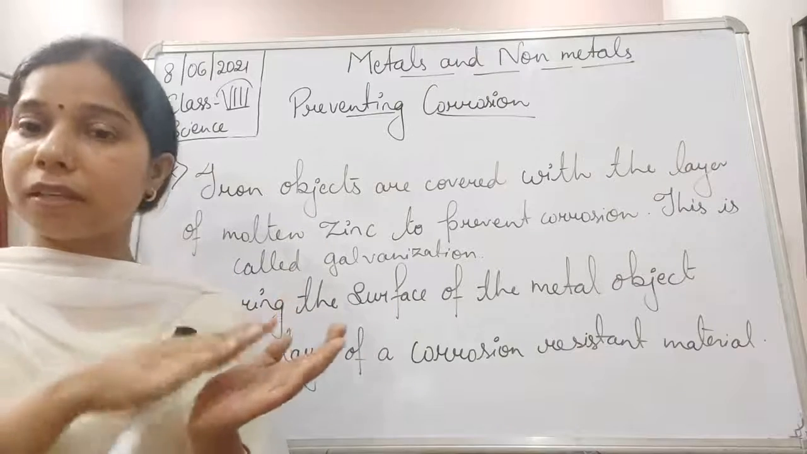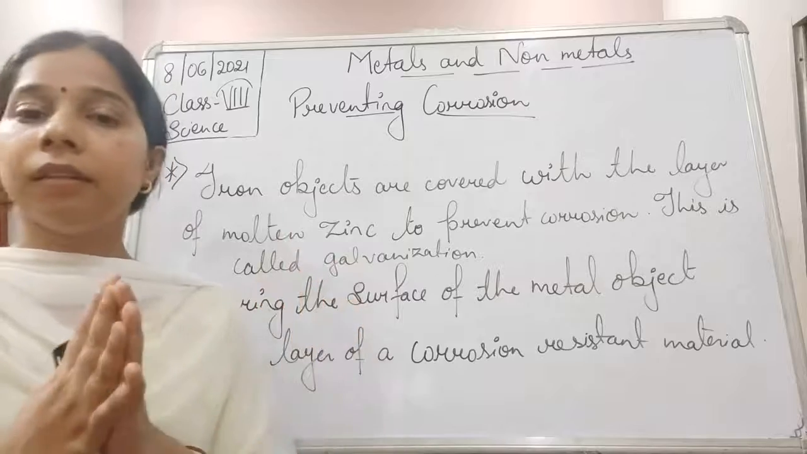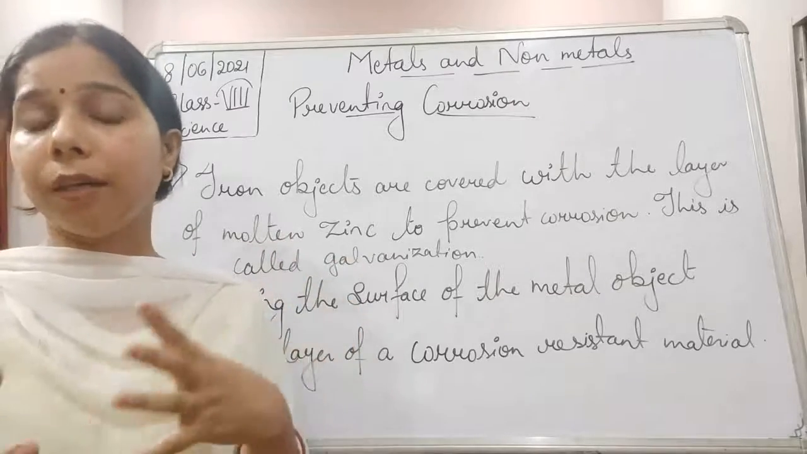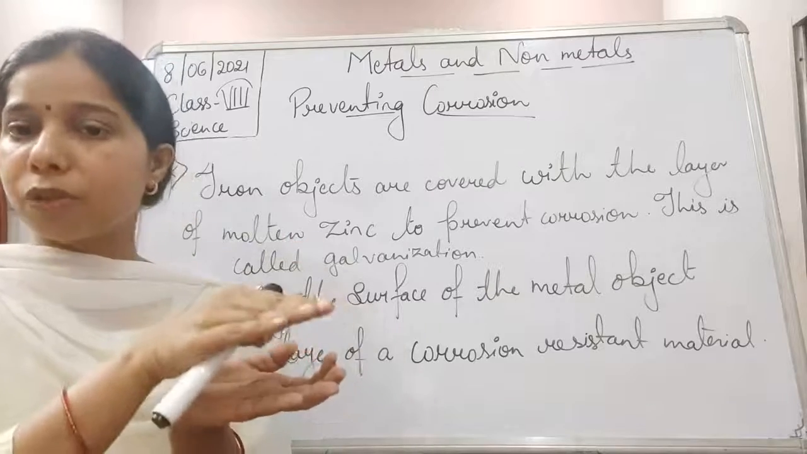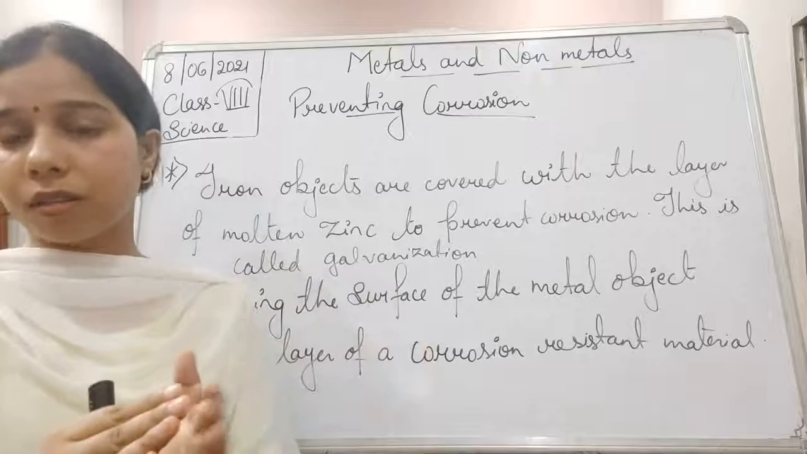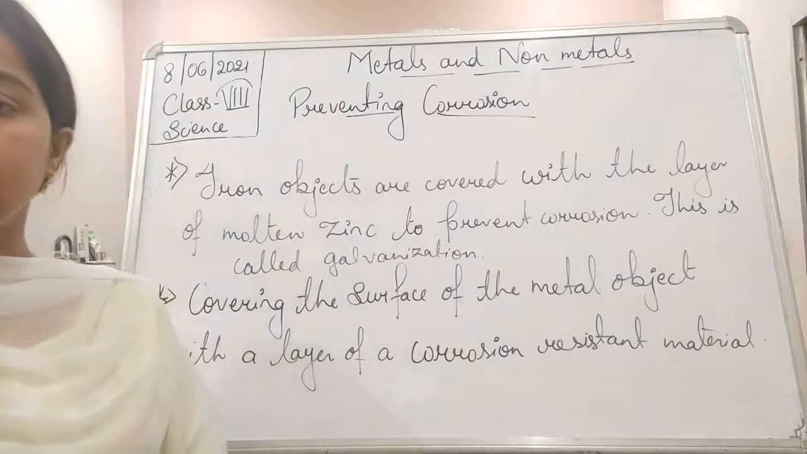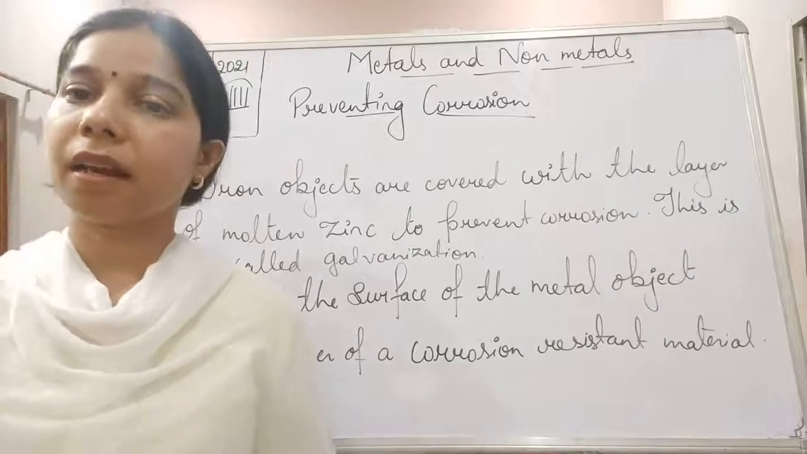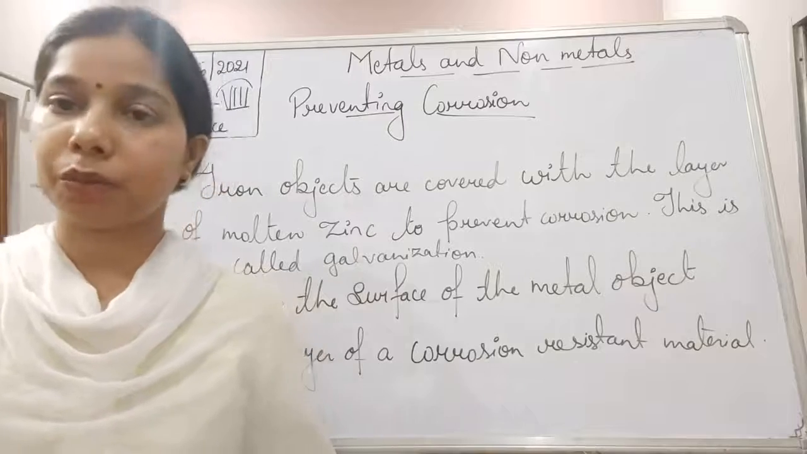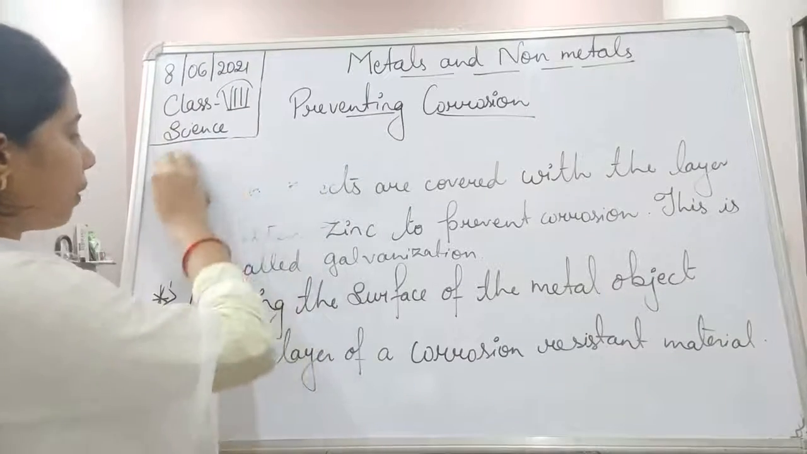The zinc on the upper surface will not react with the oxygen, and there will be no direct contact with the iron, because there is a layer of zinc on it. So ultimately the iron will not come in contact with the oxygen, and that will help in preventing corrosion, students. Okay, so this is another method by which we can prevent corrosion in metal. Moving on, we will see another method by which we can prevent corrosion.